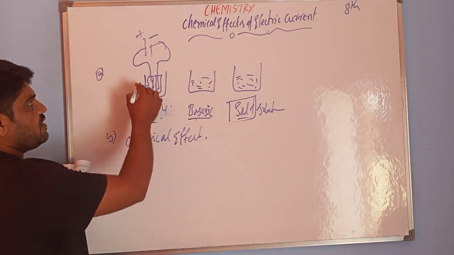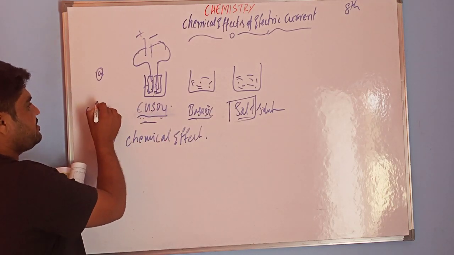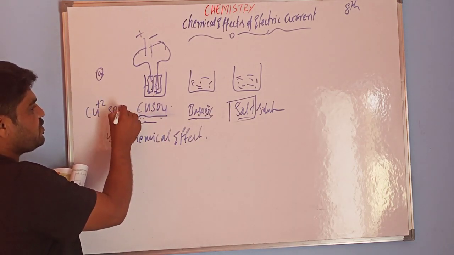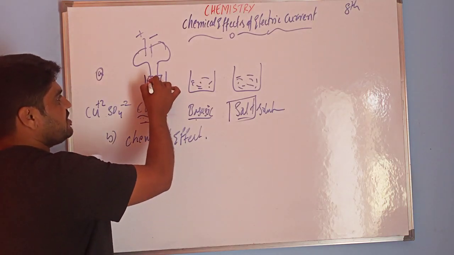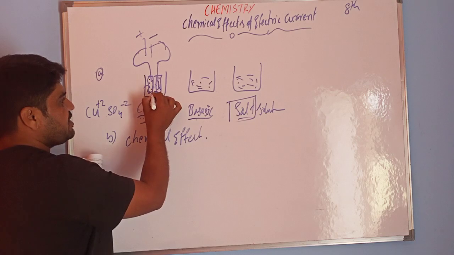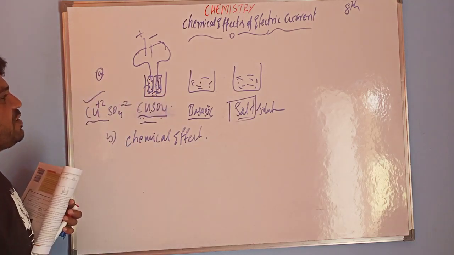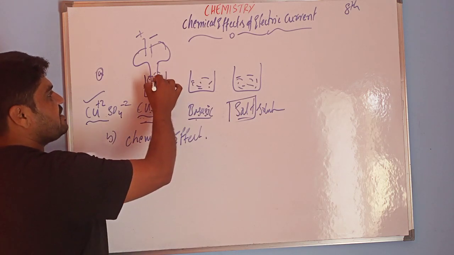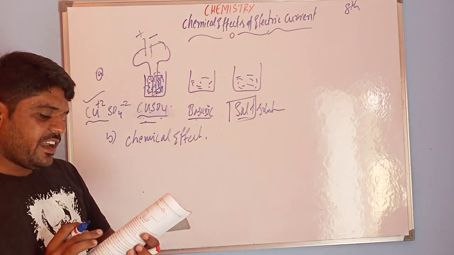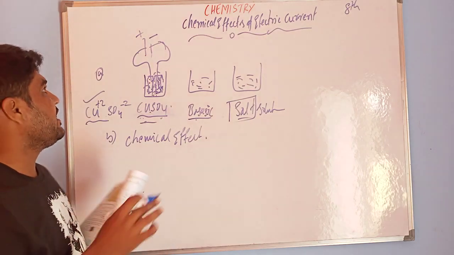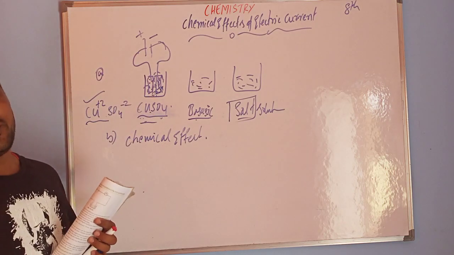If you pass the electric current through this copper sulfate, it dissociates into Cu2+ and SO4 2-. The ions present in this copper sulfate solution, the free copper ions, are deposited on the negative terminal electrode. So in the dash you have to fill the negative terminal of the battery.